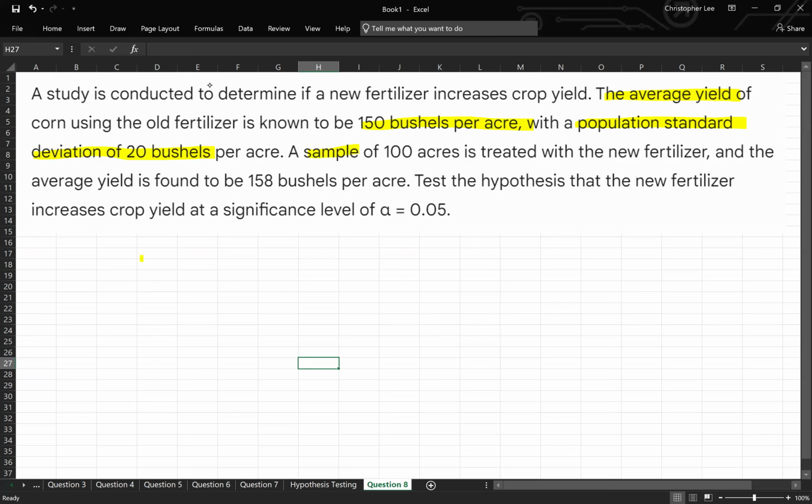A sample of 100 acres is treated with the new fertilizer, right? And the average yield is found to be 158 bushels per acre. Test the hypothesis that the new fertilizer increases the crop yield at a significance level of alpha equal to 0.05, right?